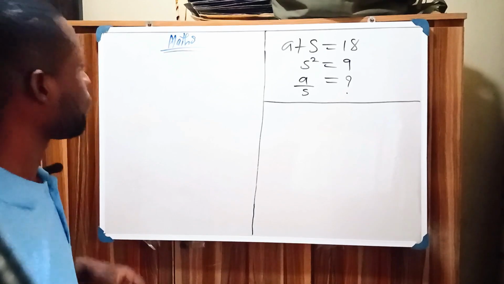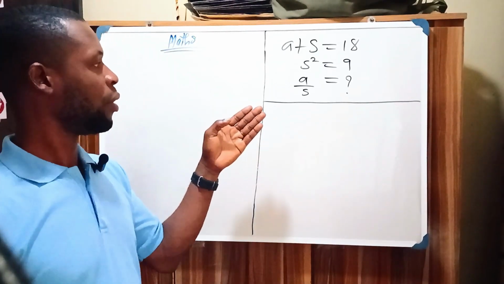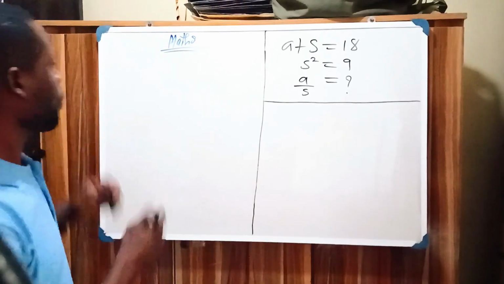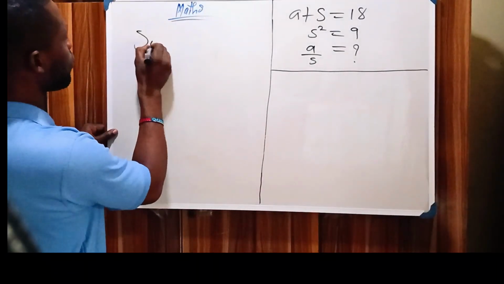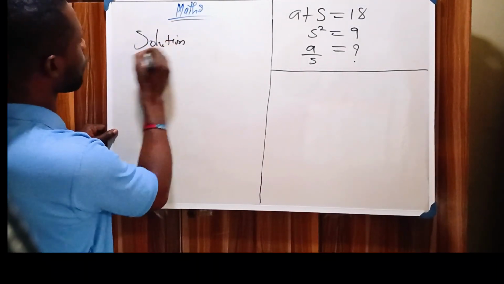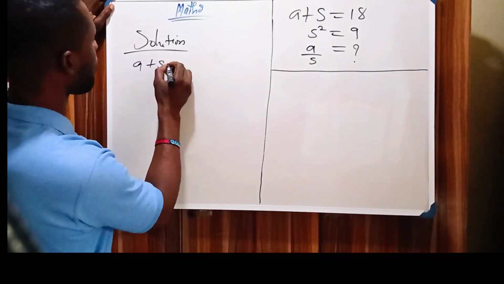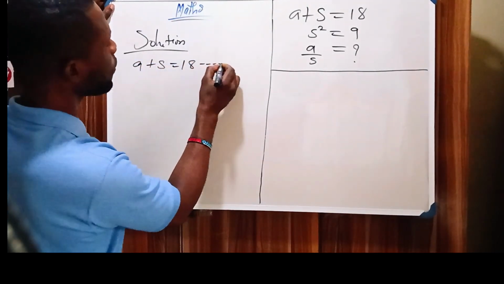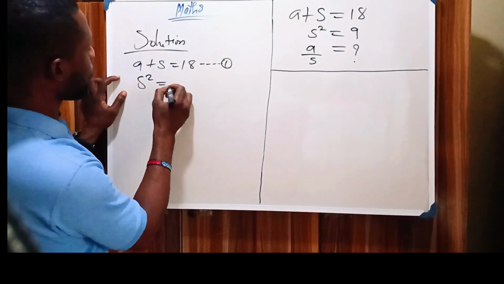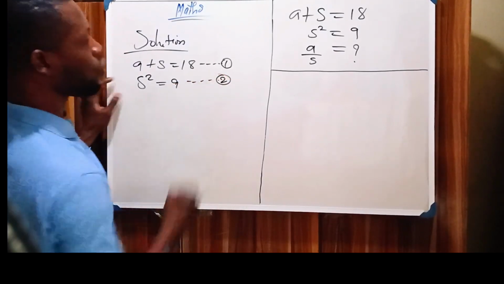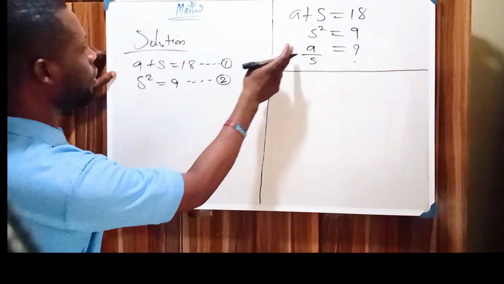This is what you are going to do. This is somewhat similar to the previous equation that we solved. The first thing you are going to do is the solution. Then you rewrite the equation: a plus s equal to 18. Let's say this is equation 1. And then s squared equal to 9. Let's say this is equation 2. And then we are asked to solve a divided by s.